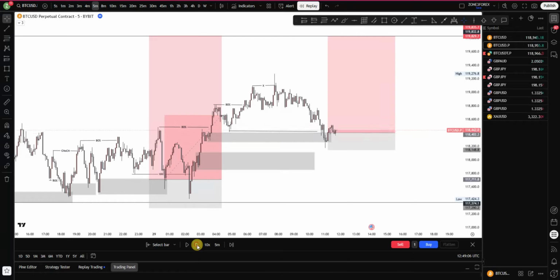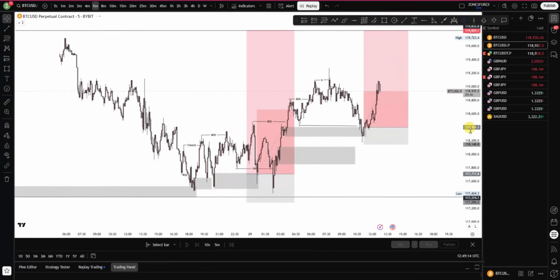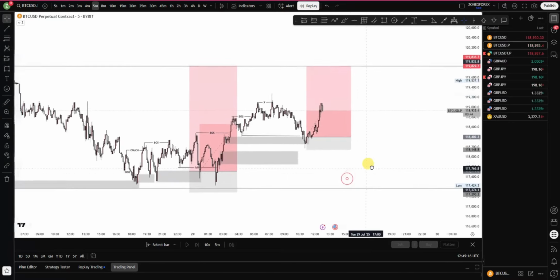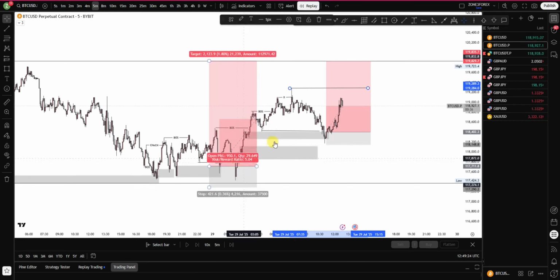You will see that price now tagged me in, and then it started to buy. So this is currently where we are. Alright, so this is how I was able to get this trade. And then as you can see, price is currently playing out. So the first position, I'm already on a break even.